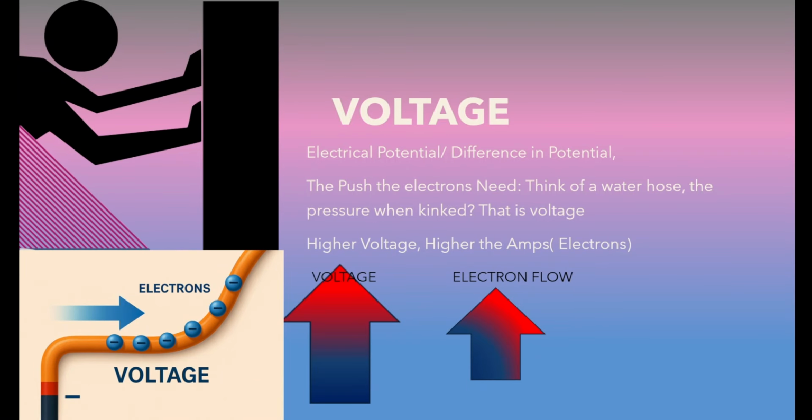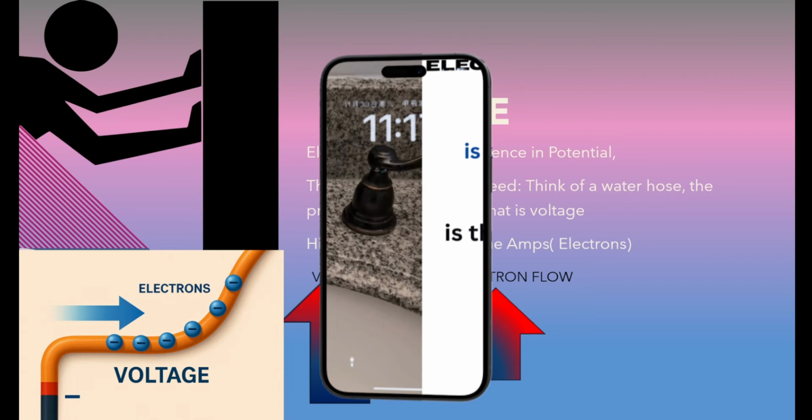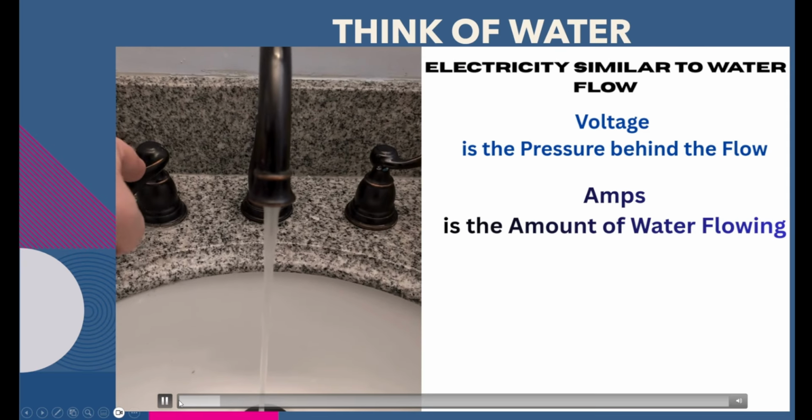Think of water pressure, right? The bigger the hose, the more pressure you have, the more flow you have. The lower the pressure, the smaller the hose, the less flow you have. That is the same concept in electrical. Voltage is the electrical potential, the difference in potential, the push of electrons. Think of, again, a water hose. The higher the voltage.